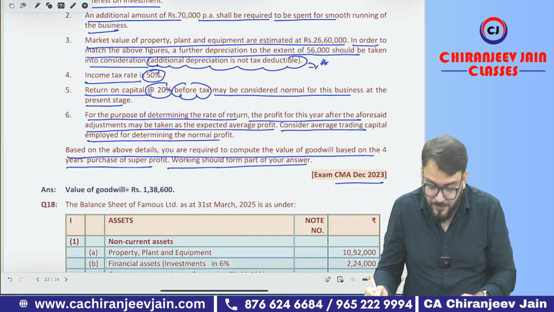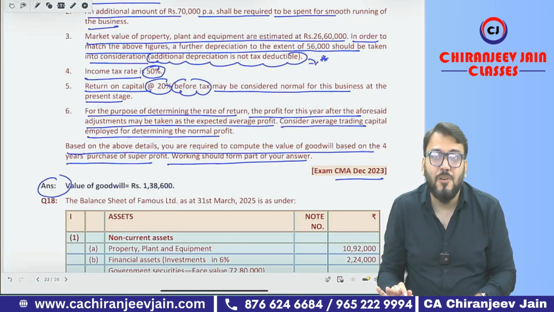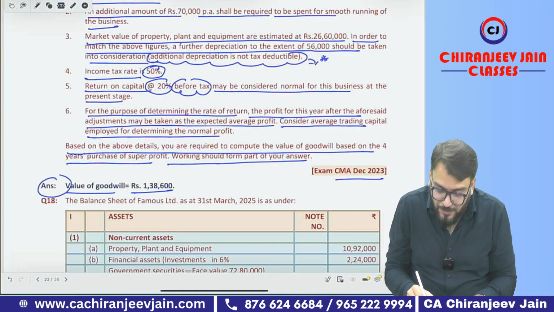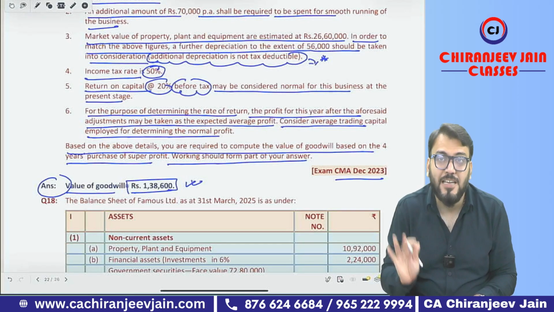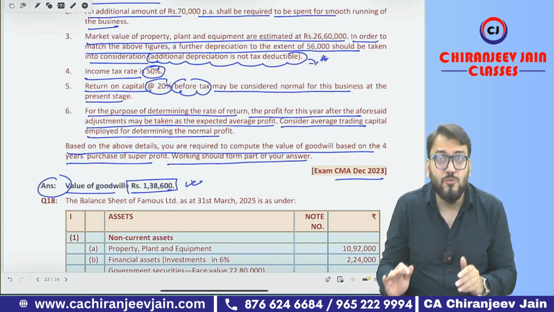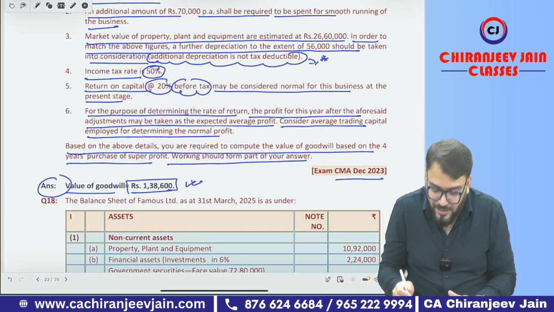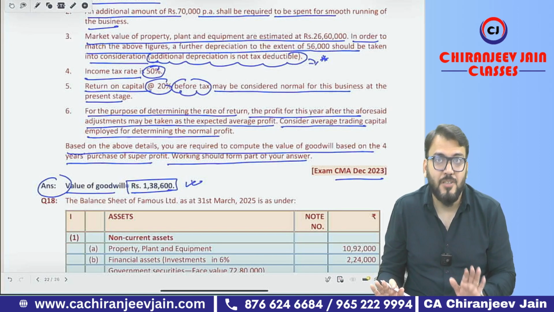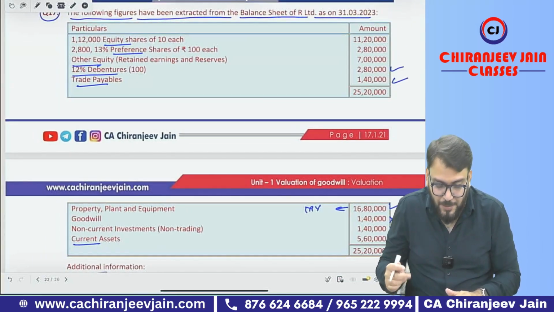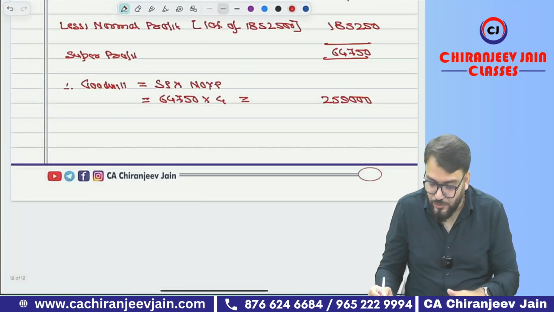It was asked in the exam. But the solution was not given, only the value of goodwill was given. I am not able to understand how it has been calculated. So I will use my own concept to find out the value of goodwill. Believe me, I don't understand where they got this answer. Okay, sir? Yes, sir. We will apply our solution. We are doing question number 17.